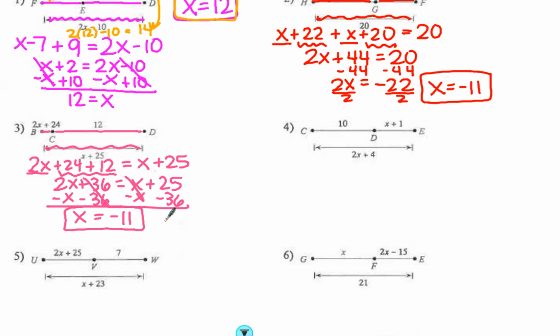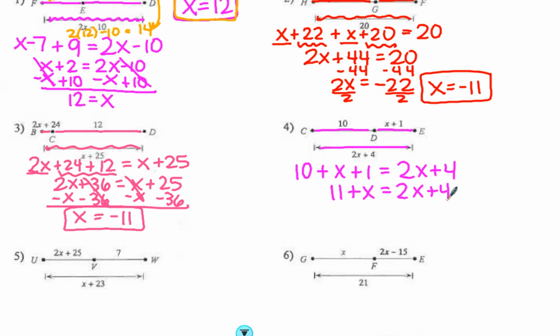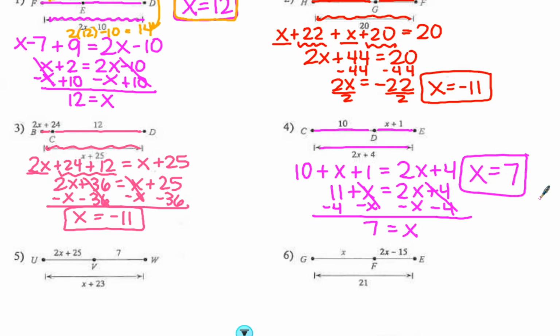All right, and then number 4. So piece plus piece equals the whole. So I have 10 plus x plus 1 equals 2x plus 4. So I have 11 plus x equals 2x plus 4. Subtract x. And then I'm going to subtract this 4 over. Again, you're welcome to do those in 2 separate steps if that confuses you. 11 minus 4 is 7. So my final answer here is x equals 7.